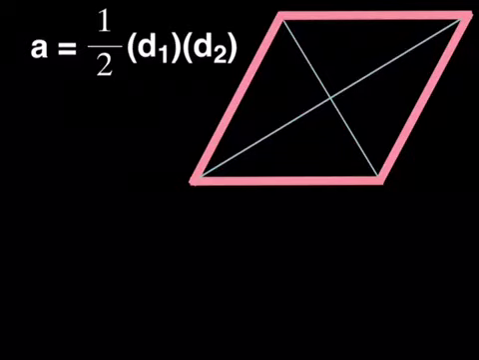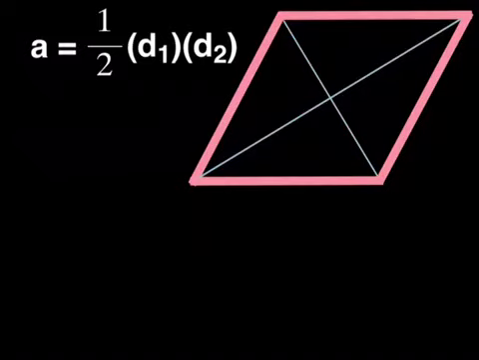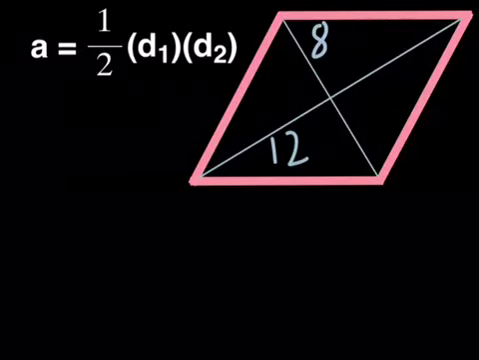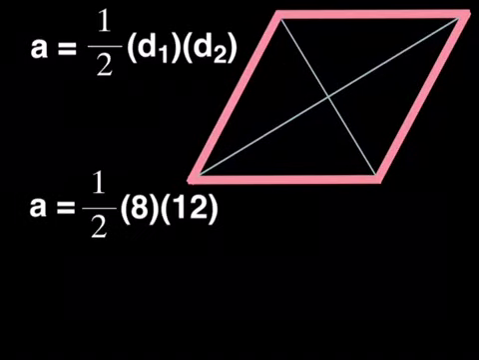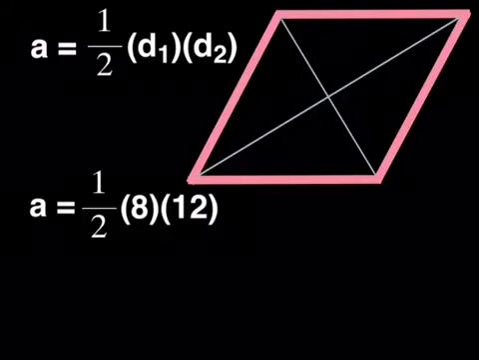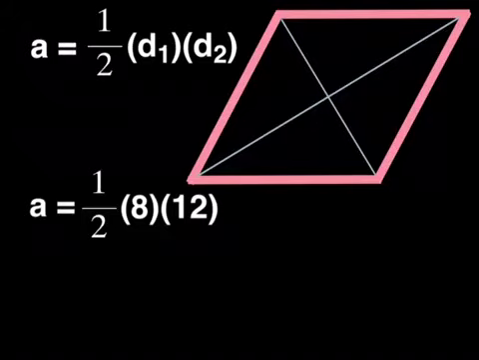So let's say, just for this problem, that this diagonal here has a length of 8, and that this diagonal here has a length of 12. And then we'll see what the area of this rhombus is. So here we have the formula written again, but with the 8 and the 12 in there, because we know that's 8 and that's 12.